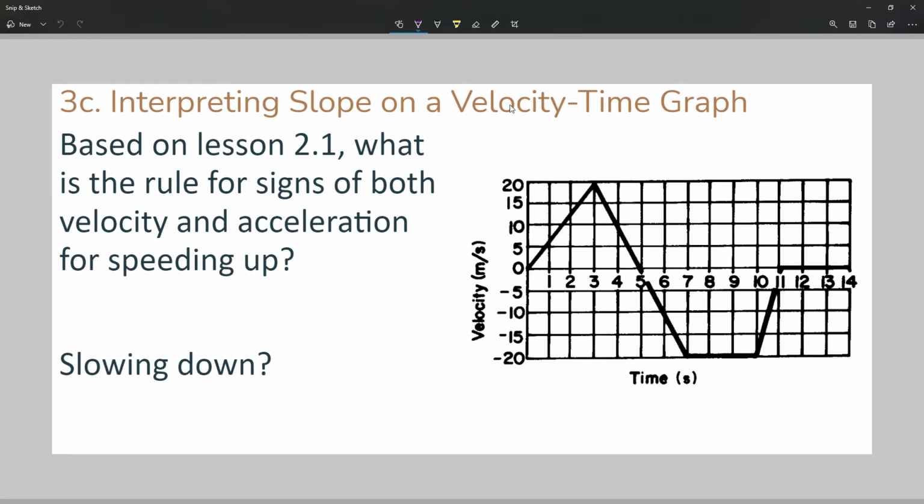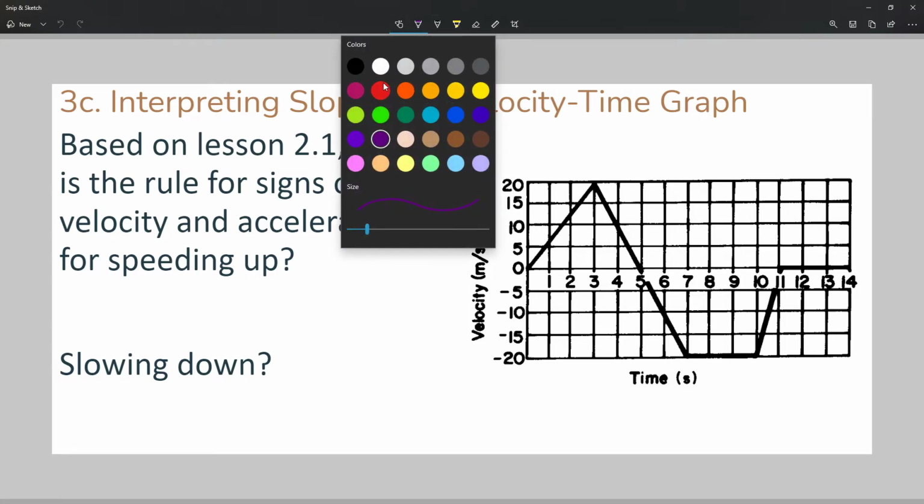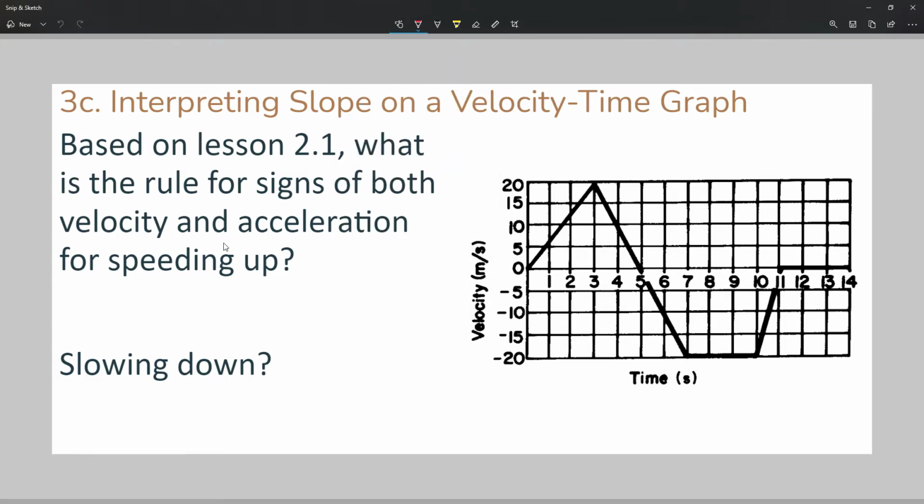So based on lesson 2.1, there was a rule for signs on both velocity and acceleration for speeding up and slowing down. In lesson 2.1, you should have learned that the signs of velocity and acceleration for speeding up are the same, right? We must have these same signs if we're speeding up. It can either be positive v and positive a, or negative v and negative a.